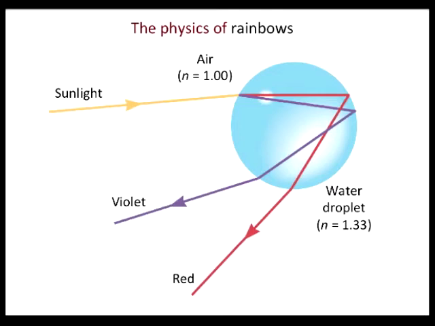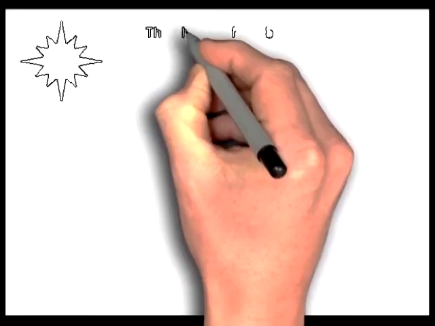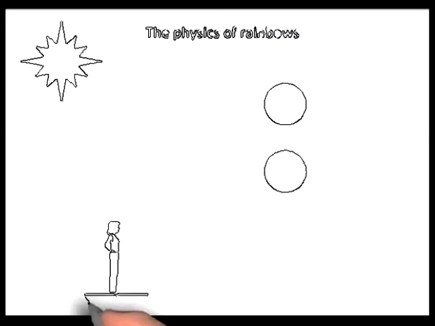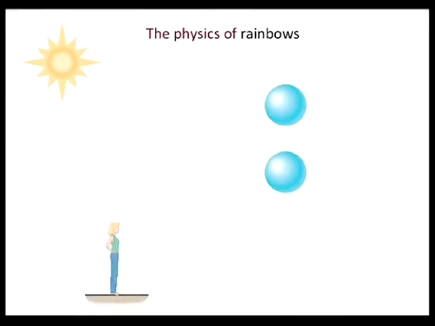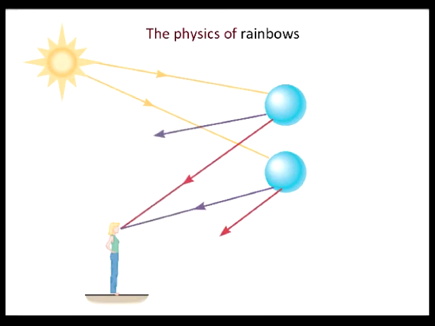Although each droplet disperses the light into its full spectrum of colors, the observer only sees one color of light coming from any given droplet, since only one color travels in the right direction to reach the observer's eyes. However, all colors are visible in a rainbow because each color originates from different droplets at different angles of elevation, as we see here for the red and violet bands of the rainbow.